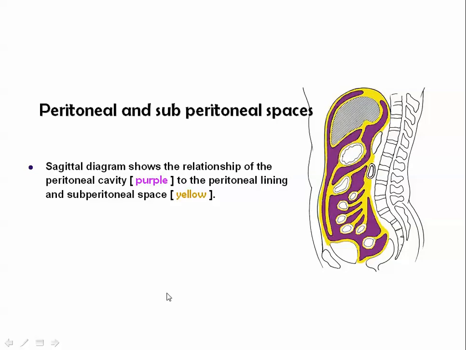Then this sagittal diagram shows the intraperitoneal structures, and the peritoneal cavity is presented here in purple color, and these are the structures which are lying inside the peritoneal cavity. And you know the retroperitoneal structures are located posteriorly adjacent to the spine, and the space which is colored in yellow is known as the subperitoneal space, which is just some of the reflections of the peritoneal and mesenteric membranes.